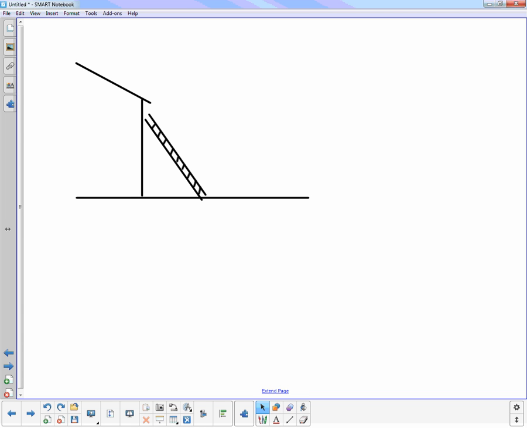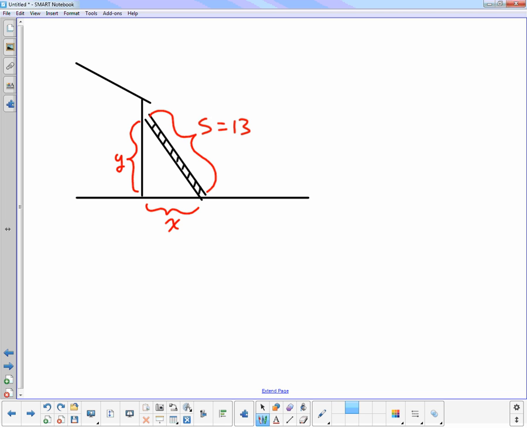All right, so we have a ladder leaning against a house. It's 13 feet long. That's my x. That's my y. That's my theta. We can assume that it's a properly constructed house. It is a geometrically correct house.